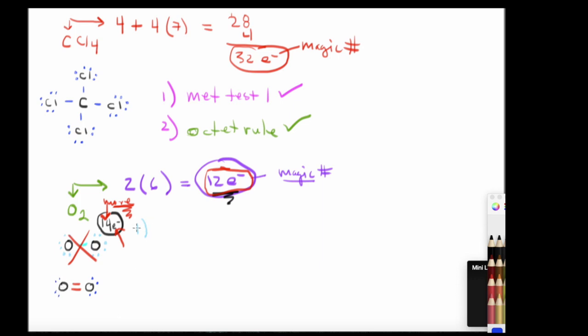Now we're going to go to the testing. And we see that we have 2, 4, 6, 8, 10, 12 electrons. And this number matches the magic number that we determined here. So this has met step number 1. We have the correct total valence.